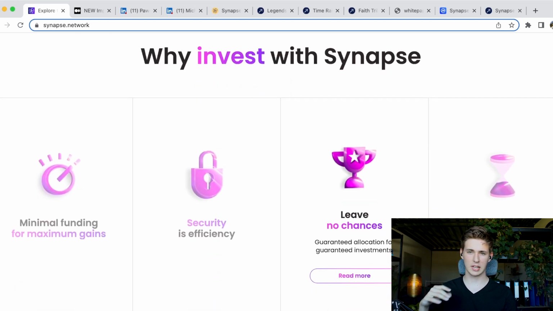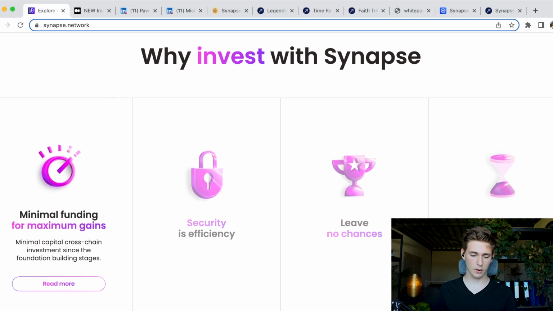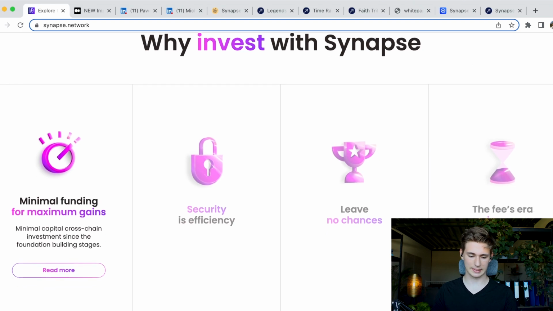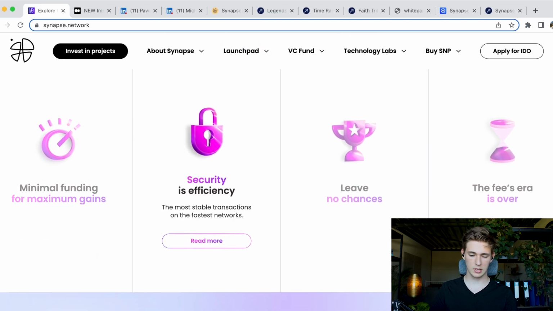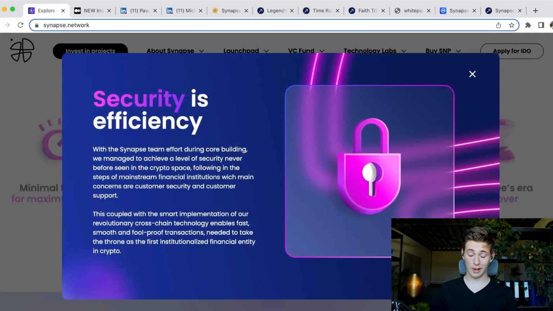And then here we have their main USPs. Why invest in Synapse and not in something else? So we see minimal funding for maximal gains. Minimal funding, cross-chain investments since the foundation build stages. Security, the most stable transactions on the fastest networks. They do have a read more button. Wow, this is really nice. We have a little tab here. With the Synapse team efforts during core building, we managed to achieve a level of security never before seen in the crypto space.